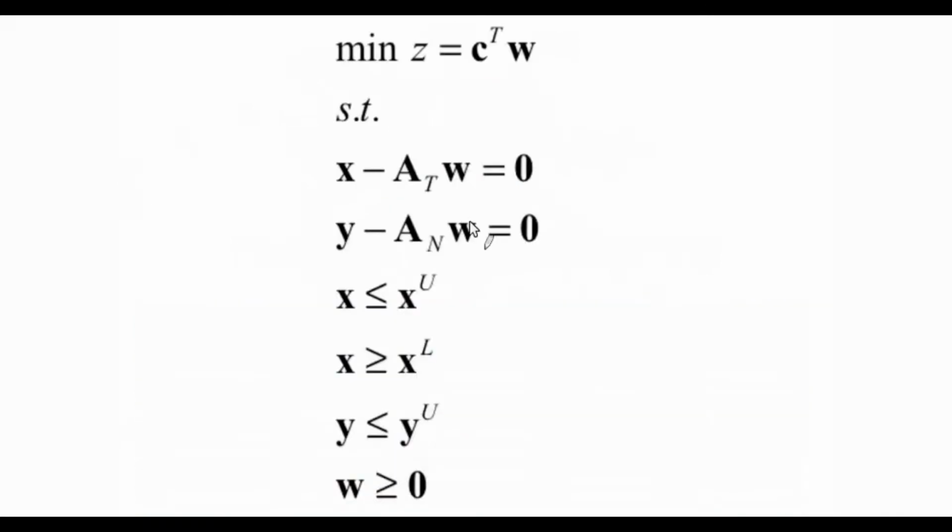So let's recall that this is the statement of the full primal model formulation for radiation therapy planning that we covered in class. You'll notice that what we need to define here is C, A sub T, A sub N, X superscript U, X superscript Y, and Y superscript U. That will be sufficient to define the model.